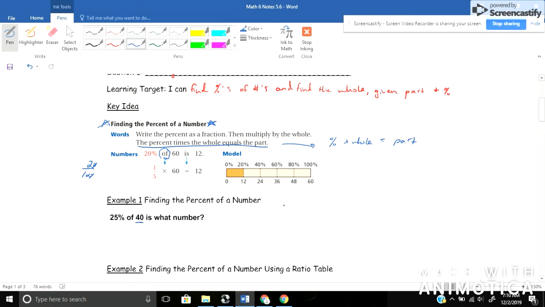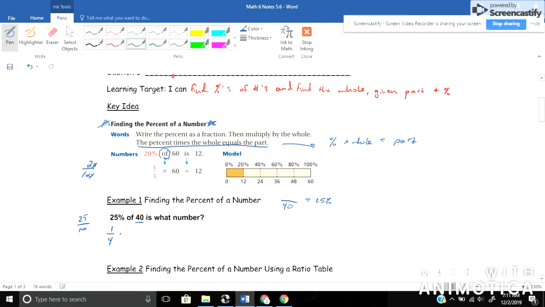That's like saying there were 40 possible questions on an assignment and you got 25%. How many right did you get? Is kind of what this is saying. All right. In other words, for our key idea, change our percent to a fraction. So 25 over 100, and then simplify. Well, these are both divisible by 25. In other words, another thing that I'm thinking about is 25 cents is 1/4. So it simplifies to 1/4.